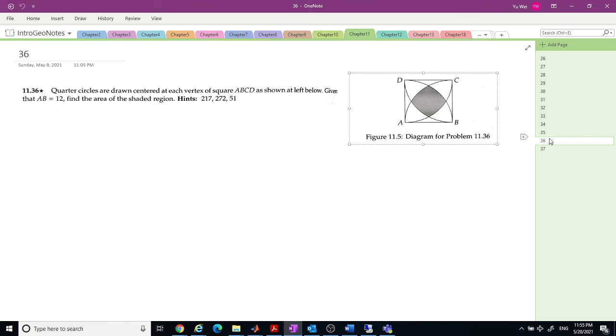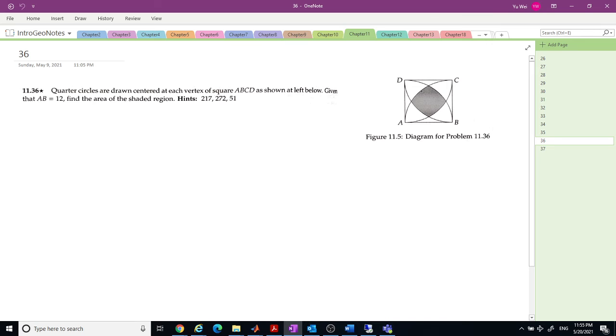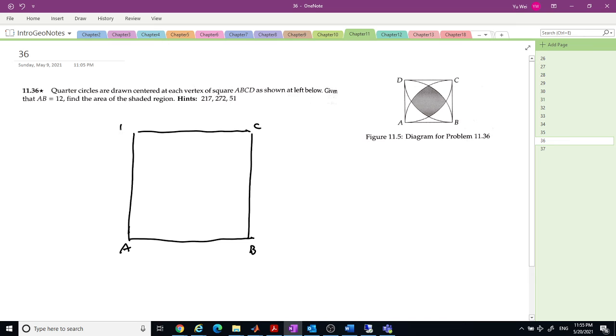Next, we want to calculate the area of the shaded region, right? So the shape is a square, and we take ABCD, and we take each point as the center. Then we try to draw the arc.